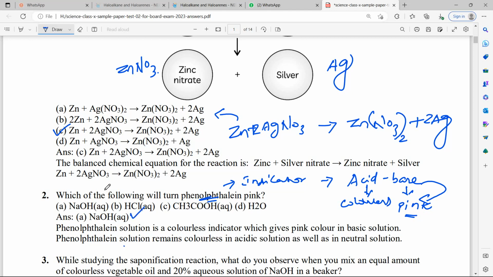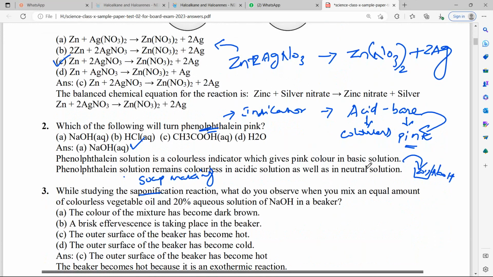It has been given. While studying the saponification reaction, what do you mean by saponification? Soap making. Right. What do you observe when you mix equal amounts of colorless vegetable oil and 20% aqueous solution of NaOH in a beaker? So you are taking a beaker and you are placing 20% NaOH in that, and then you are adding some oil, cooking oil, into that. So what do you observe when this oil is added to NaOH? What will happen now? Exothermic reaction will happen. Because when these unsaturated fatty acids react with sodium hydroxide, heat will be evolved.